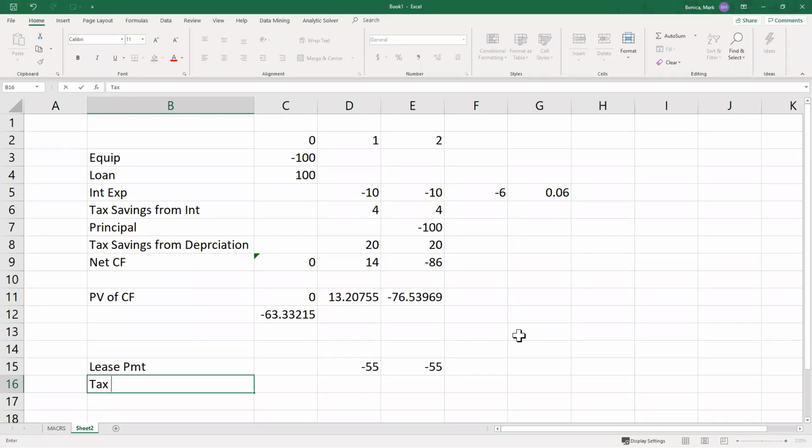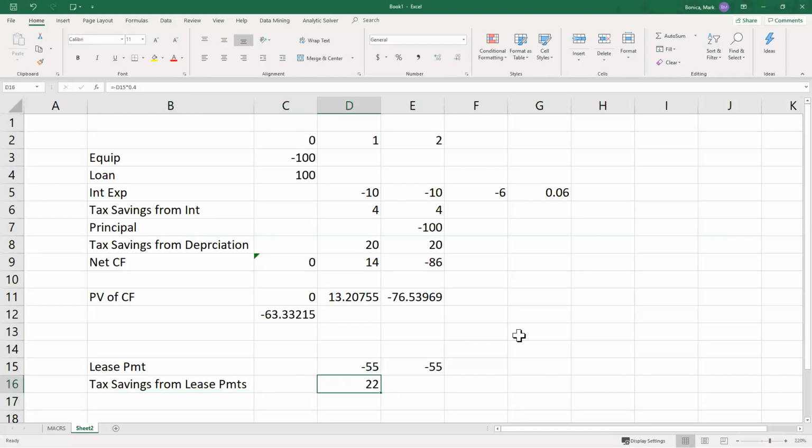So the tax savings from lease payments is going to be equal to, well, it's going to be positive because it's a savings. So I'm going to make that negative times 0.4. So I'm going to take that lease payment of negative 55.